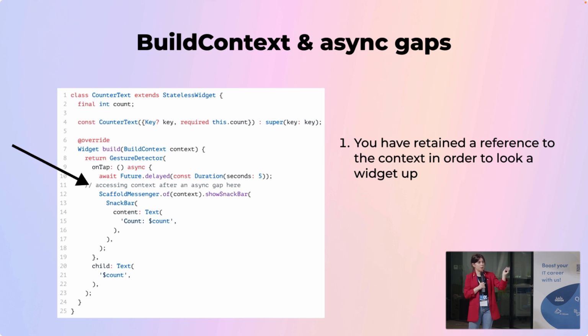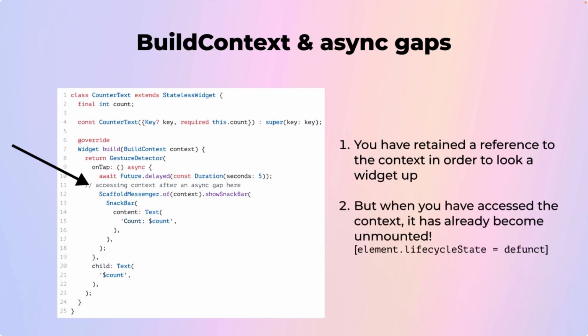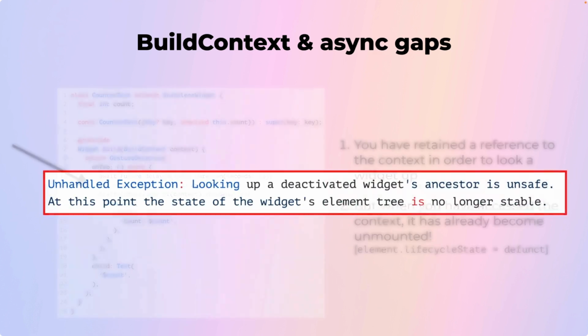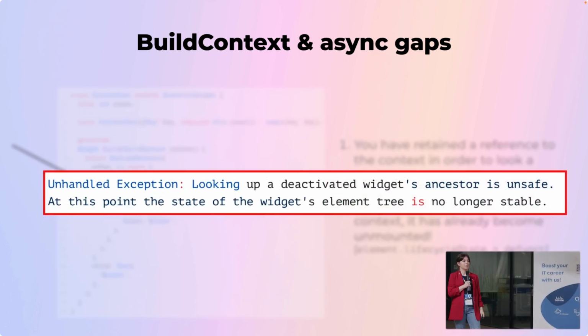So what we do is we await a future. Sometime later, when this future completes, everything that is written under it will also try to execute. But at this point, your widget could have already been rebuilt or completely removed from the tree, yet you have retained the pointer to the context. You try to call show snack bar, and an unhandled exception occurs.